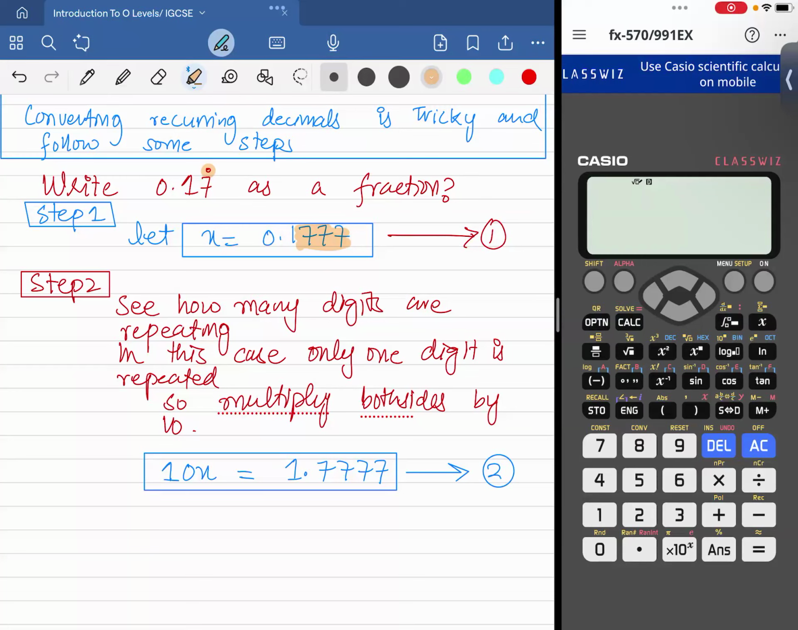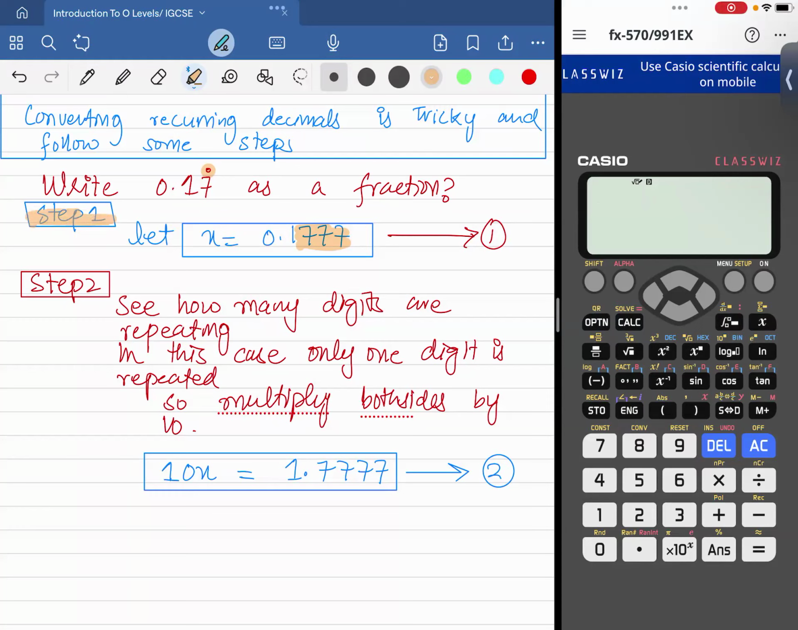Yes sir. Now you can see that the first step is let x equals 0.1777. Any problem? Step 2, sir, is see how many digits are repeating. Yamna said that in this case, sir, only one digit is repeated. Agree? Yes. So if one digit is repeating, multiply both sides by 10. If two digits are repeating, multiply both sides by 100. And if three digits are repeating, multiply both sides by 1000. Agree? So we multiplied x with 10, so we got 10x.